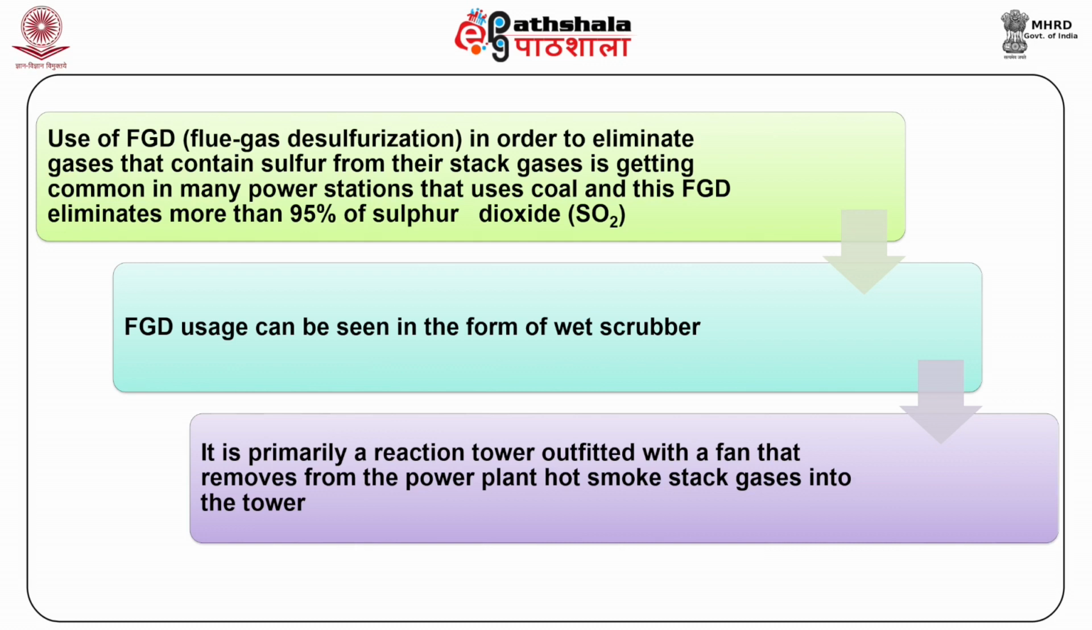FGD usage can be seen in the form of a wet scrubber. It is primarily a reaction tower outfitted with a fan that removes hot smokestack gases from the power plant into the tower. Limestone or lime is also injected in the tower, and calcium carbonate in the limestone creates calcium sulfate that is pH neutral. The calcium sulfate is then removed physically from the scrubber. In fact, the scrubber converts the sulfur pollutants into industrial sulfates.